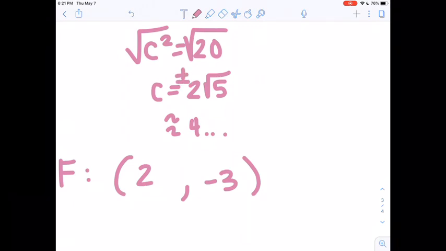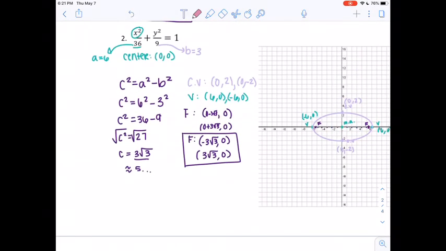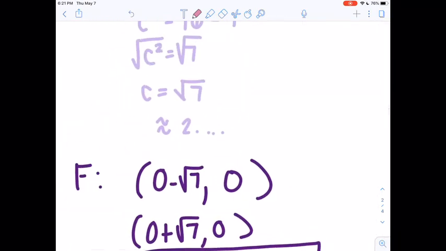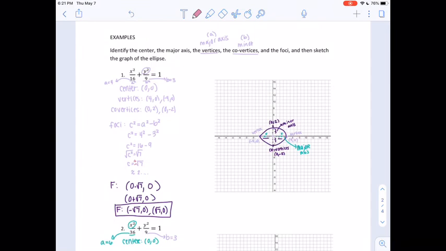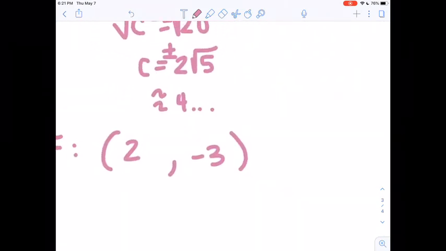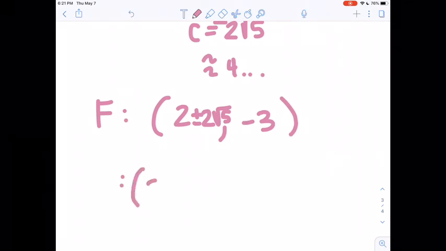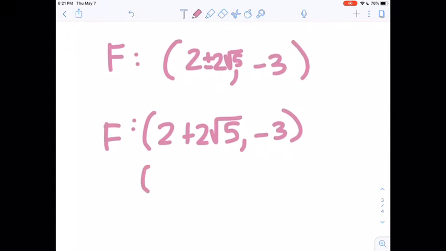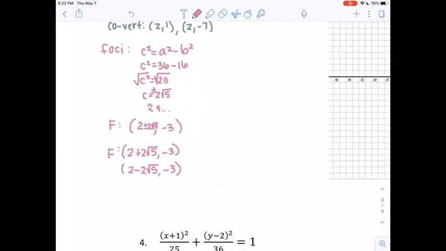I'm actually going to make this plus minus because we took the square root. Let me go back and fix those. Plus minus. Plus minus. Okay. So we're adding and we're taking away 2 root 5, so plus minus 2 root 5. If you want to write those as two separate points, we could say 2 plus 2 root 5, -3 is one of my focal points, and 2 minus 2 root 5, -3 is my second focal point.